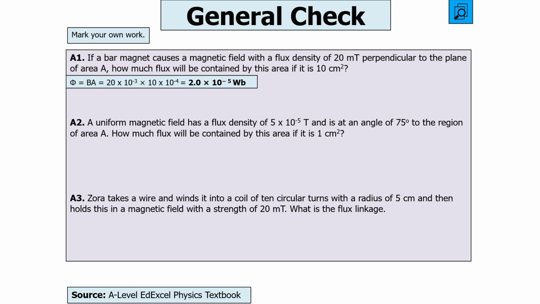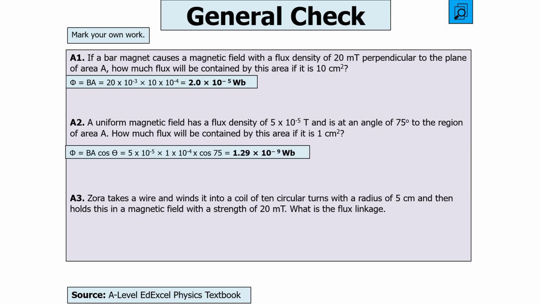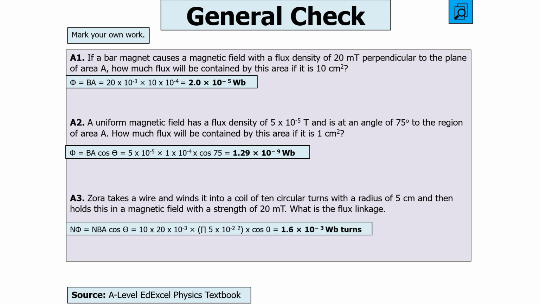This next one now, because we've got an angle, it's actually flux is equal to BA cos theta. Pop in all the values, convert centimeters squared into meters squared again, and we get 1.29 times 10 to the minus 9 webers. And then this last one, now we've got to consider what the flux linkage is. So flux linkage is going to be equal to N phi, or N flux, so therefore it's N BA cos theta. So you pop in all the values.